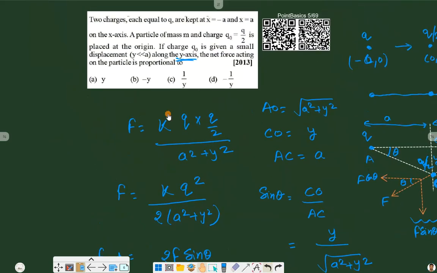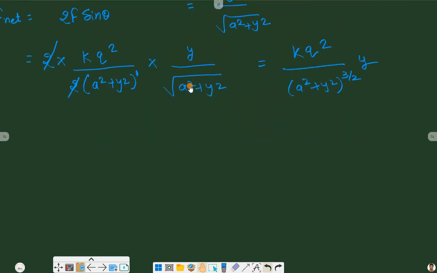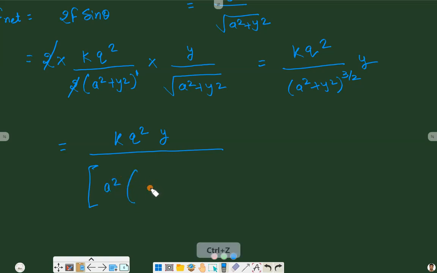As given in the statement, y is smaller than a, so we will make use of this. As y is smaller than a, we can easily ignore y by a, so here we will form y by a. That can be done easily. K q square y, we will take a square common from this, so a square 1 plus y square by a square raised to power 3 by 2. As y is smaller than a, y by a is neglected, so this will be left with a square raised to power 3 by 2, and that 2 will get cancelled and we will be left with divided by a cube.